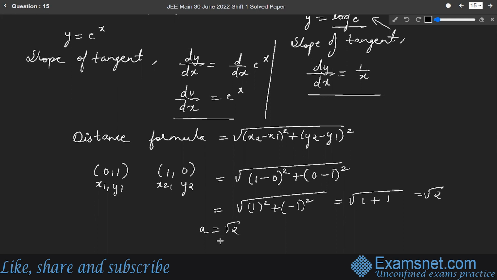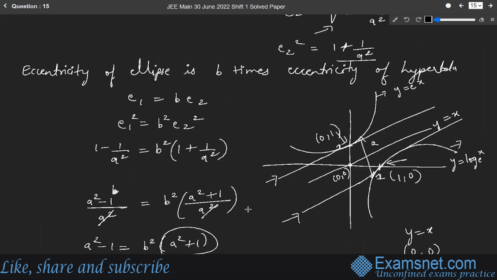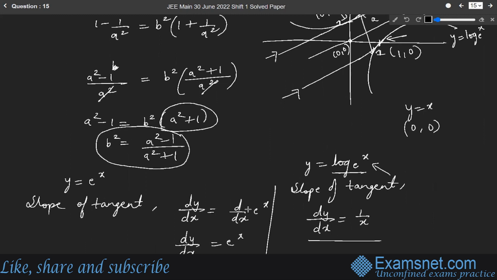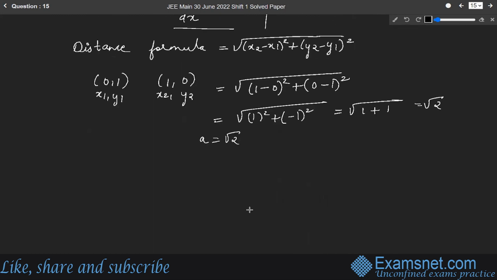We can easily find the value of B square. How can we find it? Because we have already found this relation of B square with A square. What is the relation? B square is equal to (A square minus 1) upon (A square plus 1). Okay. If A is root 2, then A square will be root 2 square. What is root 2 square? It is 2. So A square is 2.